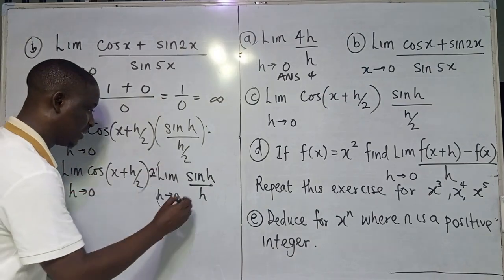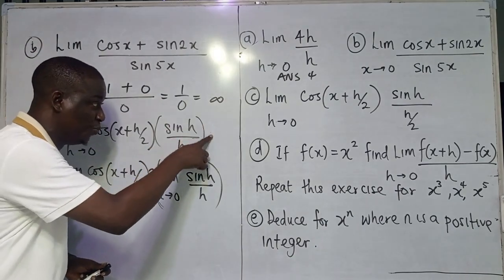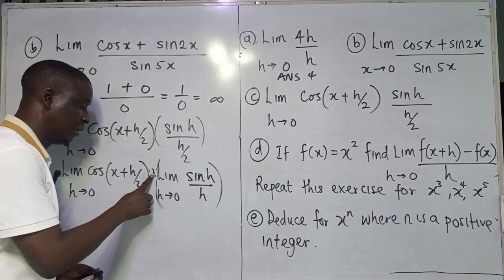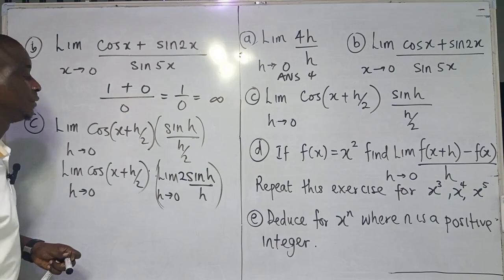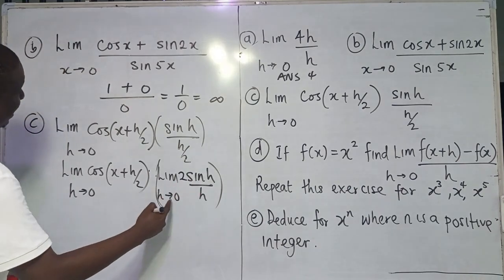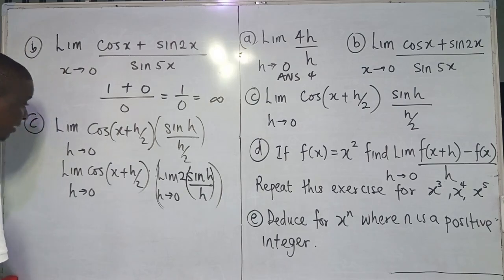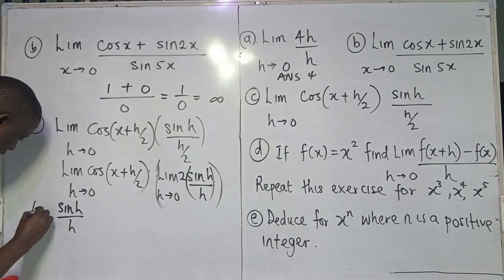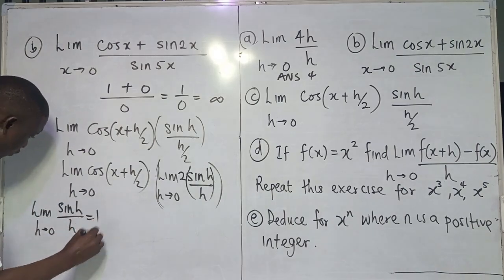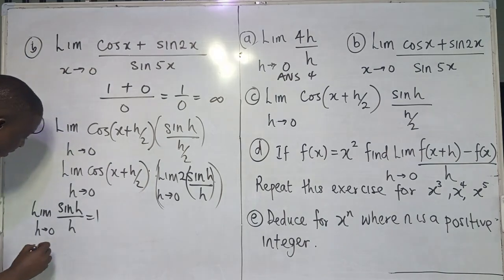Now, because of this h over 2, this 2 will go to multiply the numerator with sine h. That's why I put it at the back. Now sine h over h as h tends to 0 is equal to 1 already. Go and check part 3 of my video: the limit of sine h over h as h tends to 0 is equal to 1. So this one will now be 1, and 1 times 2 is 2.